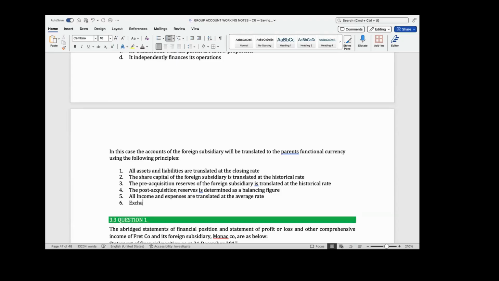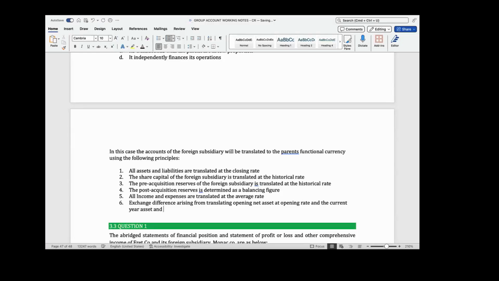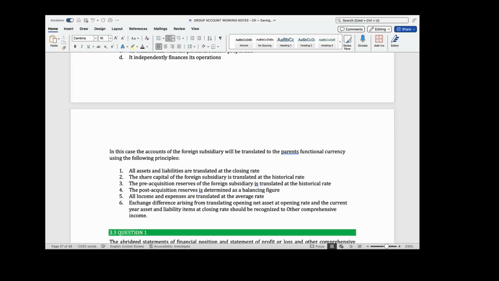and exchange difference arising from translating opening net assets at opening rates and the current year assets and liability items at closing rates should be recognized to other comprehensive income.